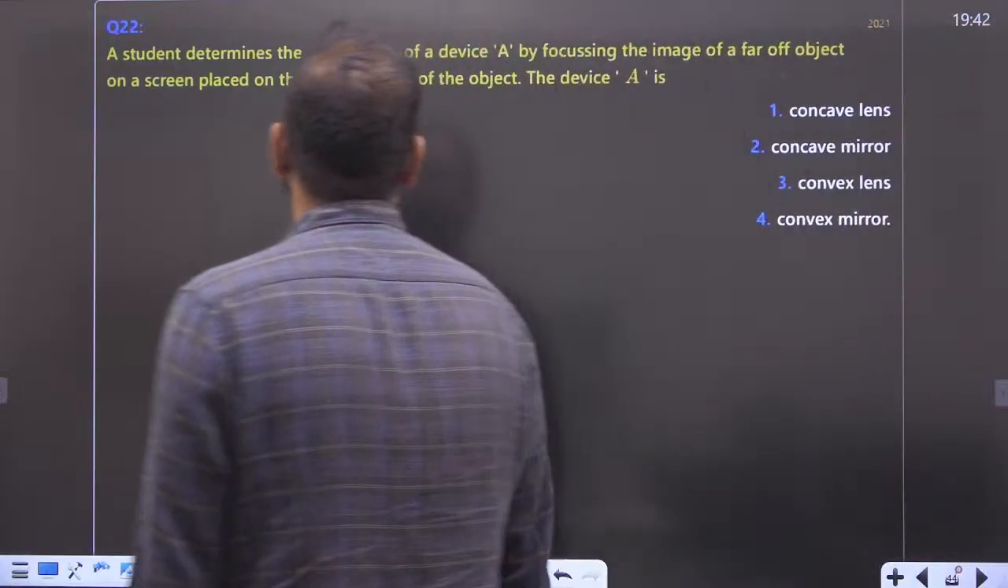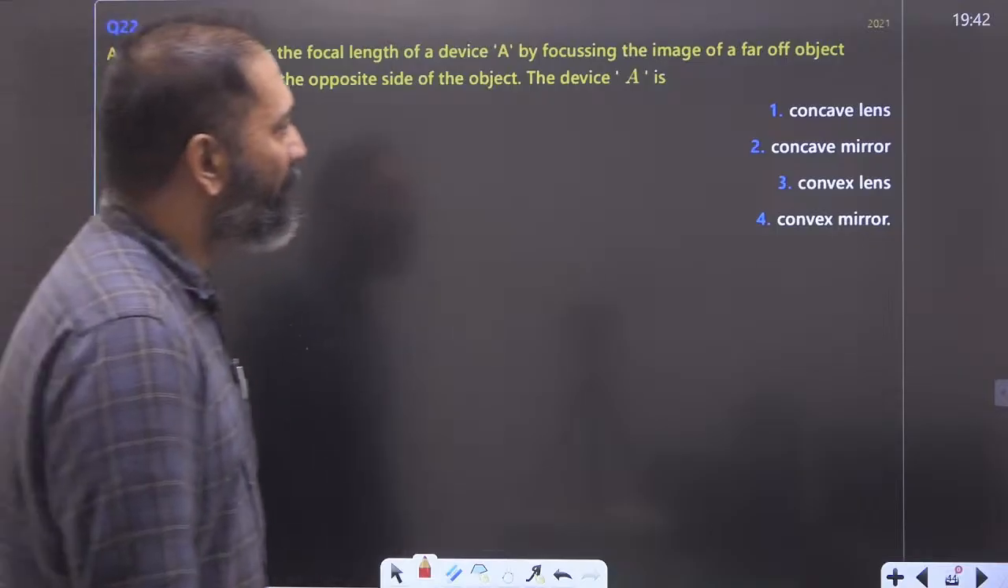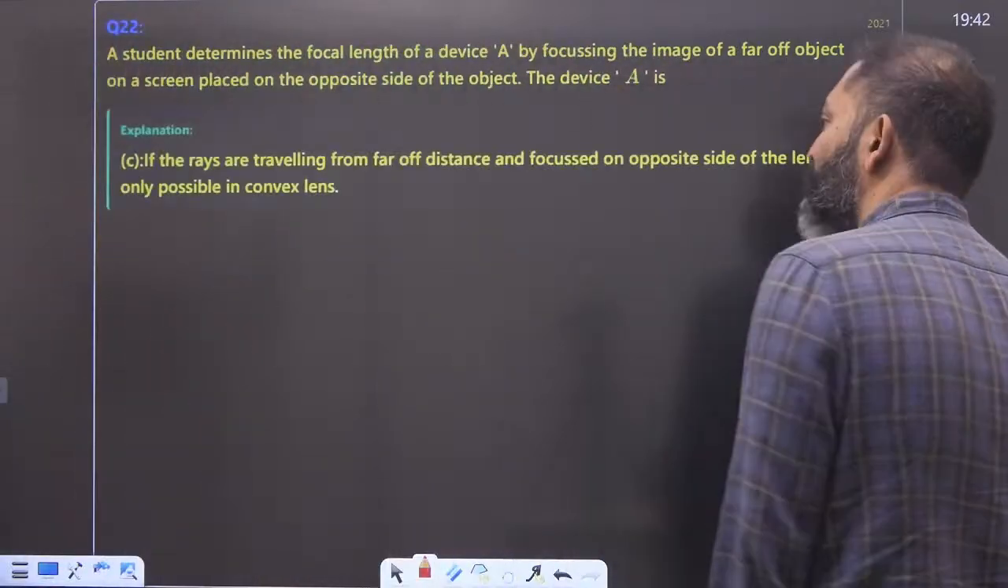A student determines the focal length of a device A by focusing the image of a far off object on a screen placed on the opposite side of the object. What is the device A? അത് നല്ല രസമുള്ള ക്വസ്റ്റ്യൻ ആണ്.